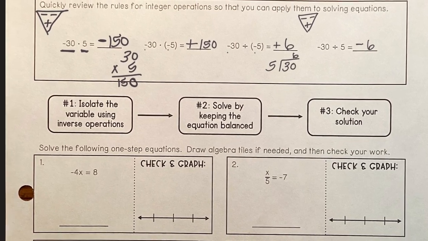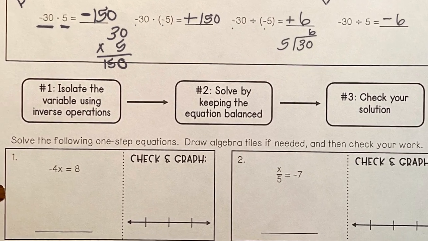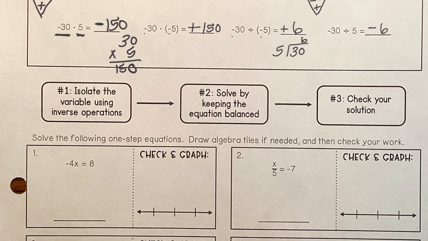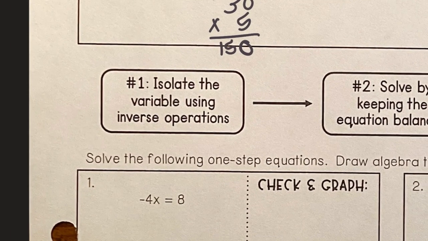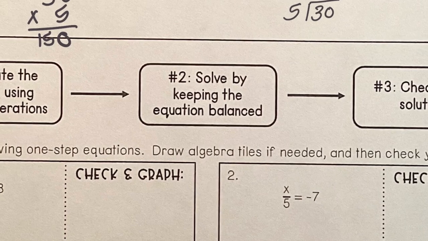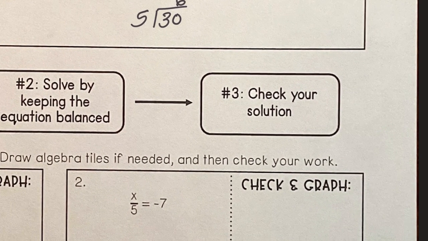All right, after that quick refresh on our integer rules, I want us to go over our rules for solving algebraic equations. So remember, step 1, you're going to isolate the variable by using inverse operations. Inverse operations for multiplication and division are just that. If you're multiplying, that means you're going to divide. If you're dividing, you're going to multiply. You're going to do the opposite operation, the inverse operation. Then you'll solve by keeping the equation balanced, so whatever you do on one side of the equation, you have to do on the other. And then you're going to check your solution.